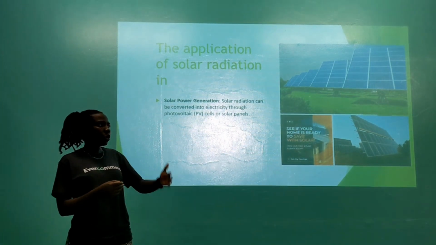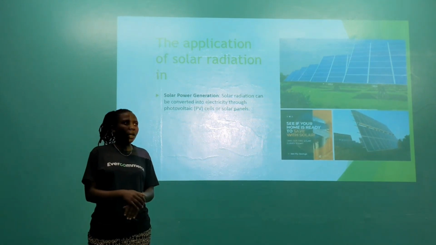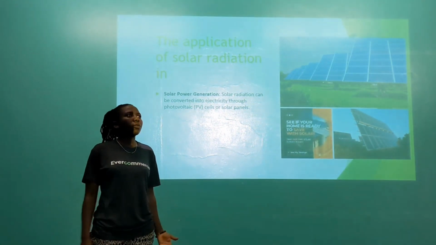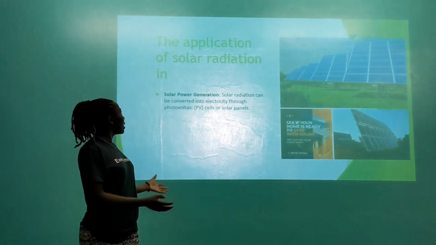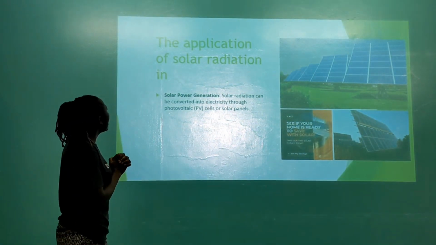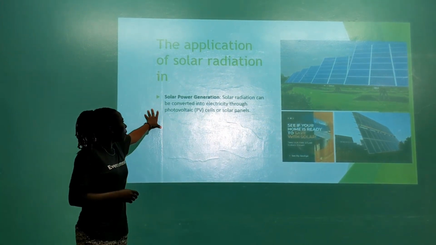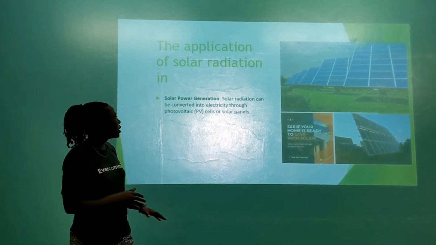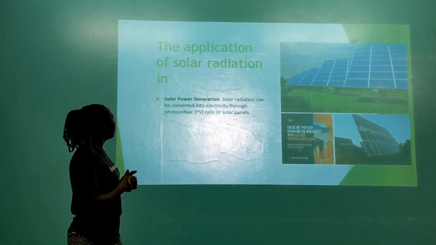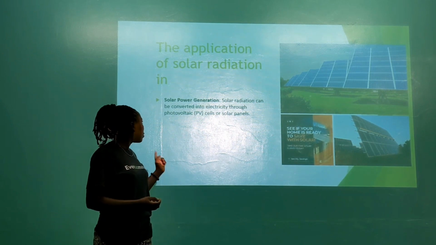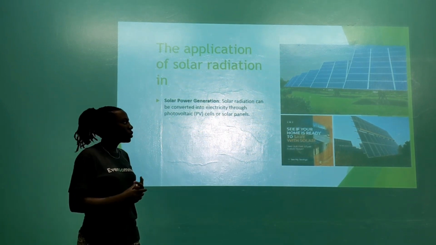As we know, there are many applications of solar radiation. As we know, solar radiation is the primary source of energy. There is solar power generation. Solar radiation can be converted into electricity through photovoltaic cells or solar panels.